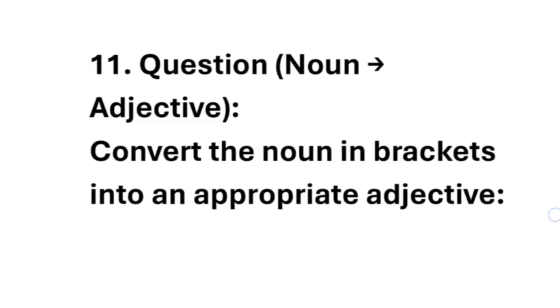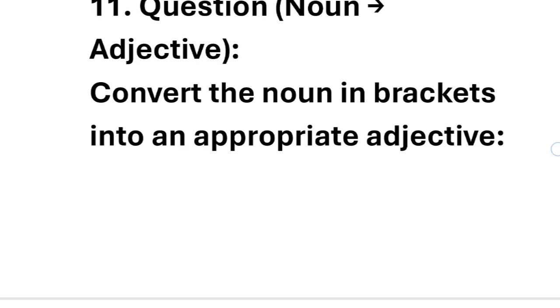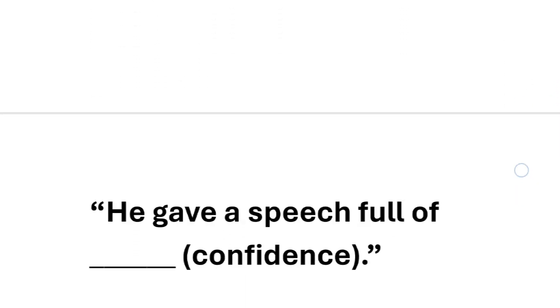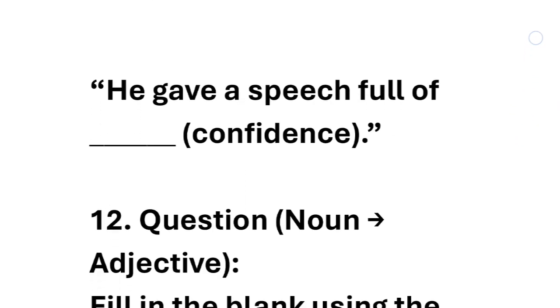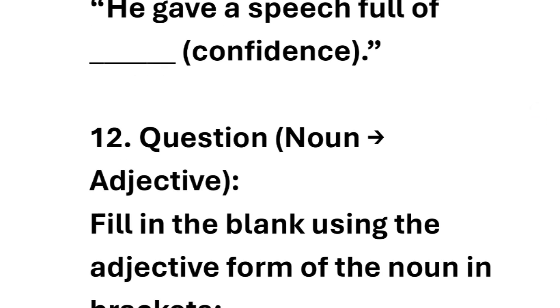Now question 11 says convert the noun in brackets into an appropriate adjective. In the bracket you will get a noun. You have to make that noun into an adjective. You can use a suffix and make it an adjective. He gave a speech full of dash. In brackets, there is the word confidence. This is a noun, you have to make it an adjective.